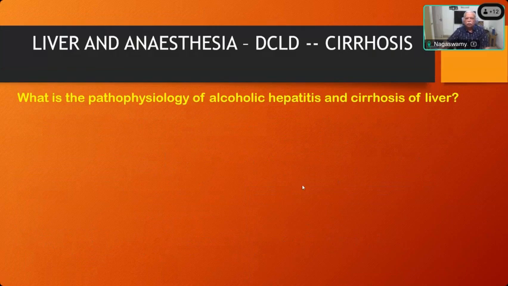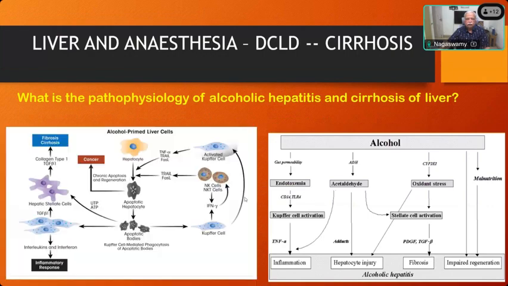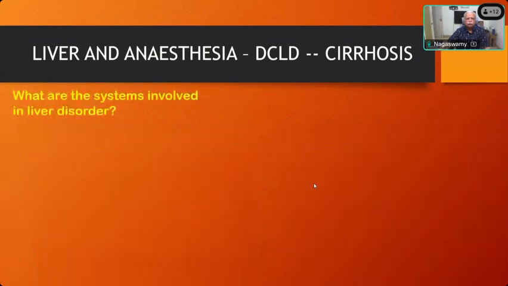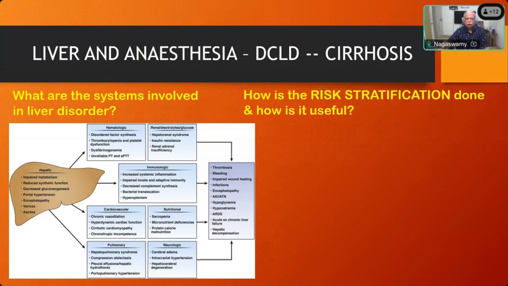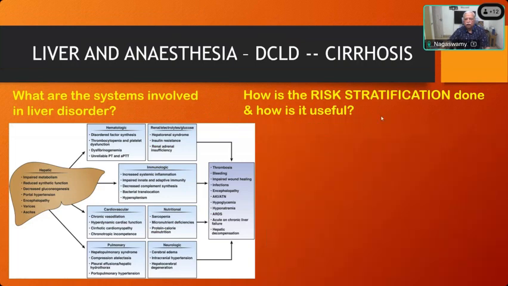And the pathophysiology of alcoholic hepatitis, of course, the same thing, which we saw, how it is affecting. And what are the systems involved in the liver? That again we have already seen. Then comes the important question of how the risk is stratified and how it is useful. How is the risk stratification done in liver disease and how is it useful?